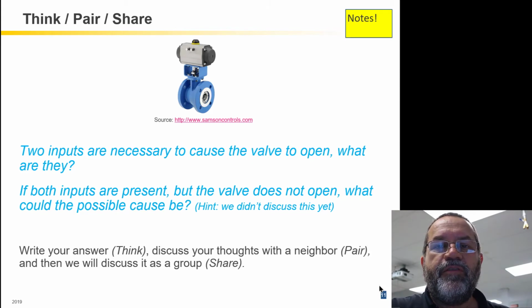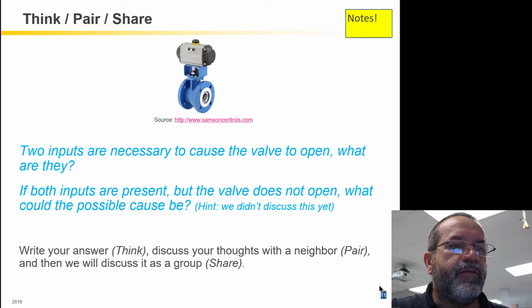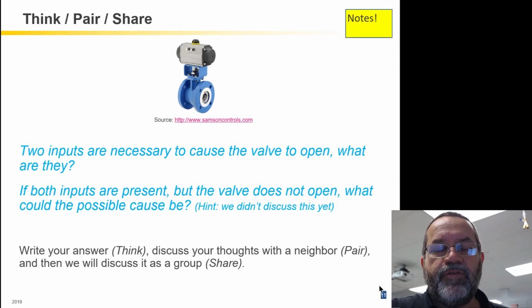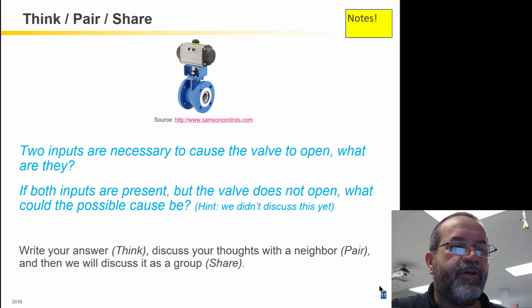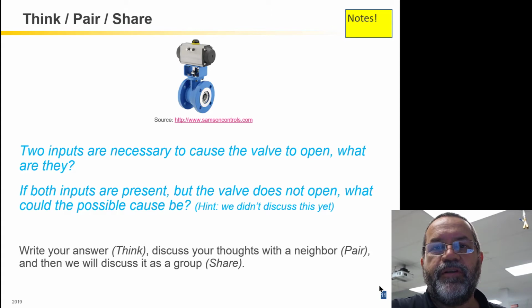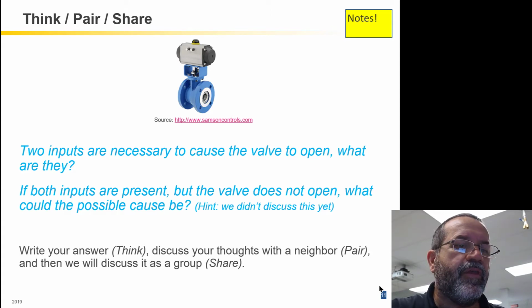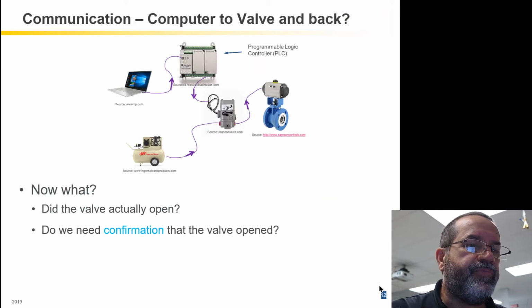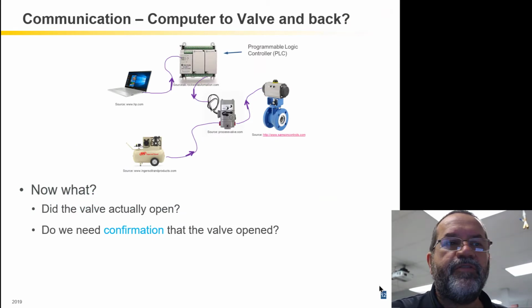So we need two things to make the valve move. We need our information, the signal, something to tell it to move, and we need a source of energy that can physically move it. If you do have both of those and the valve doesn't move, then what's going on? Guess what? Maybe the valve is broken. How do we know if the valve moved or not then? What sort of confirmation do we have?